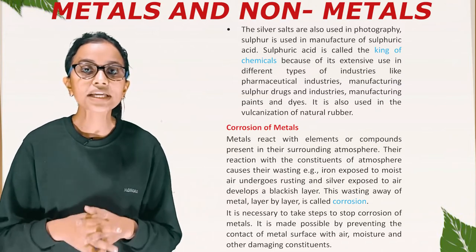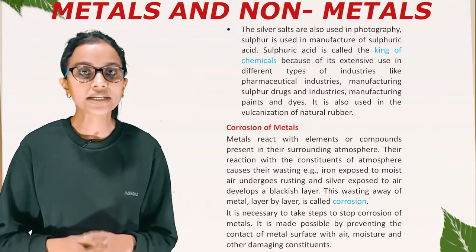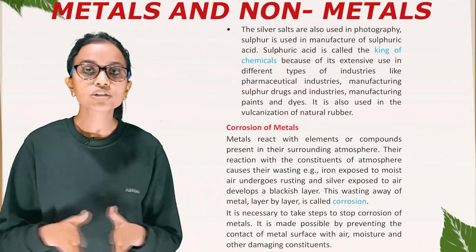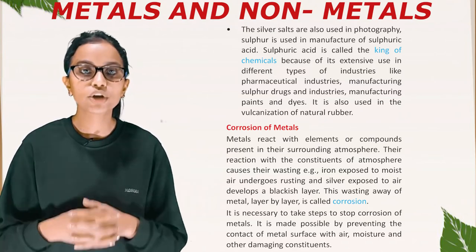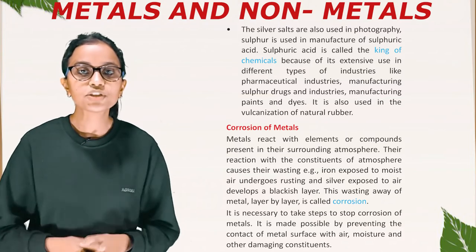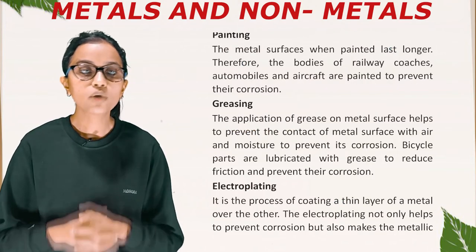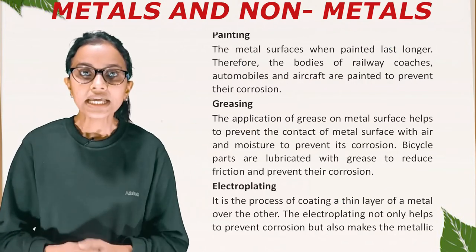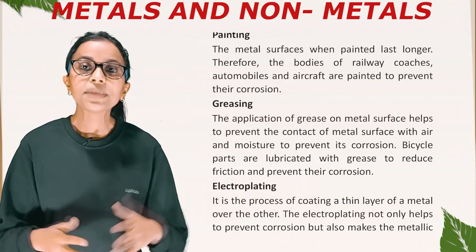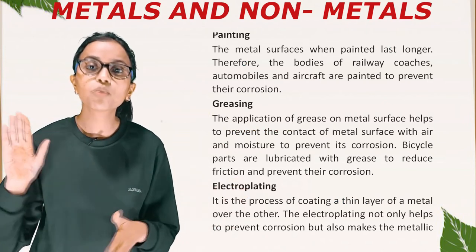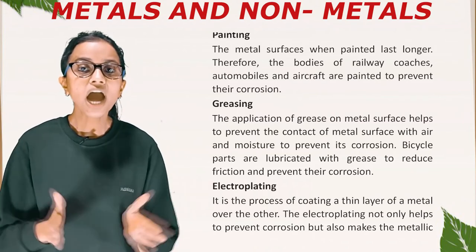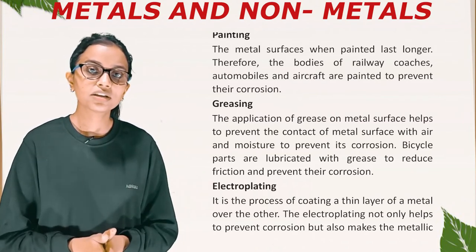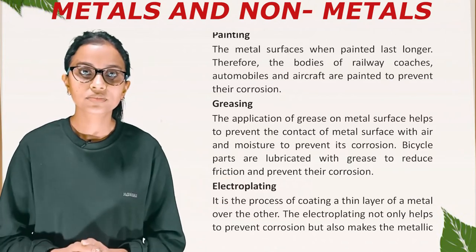It is necessary to take steps to stop corrosion of metals. It is made possible by preventing the contact of metal surface with air, moisture, and other damaging constituents. Now, painting. The metal surfaces, when painted, last longer. Therefore, the bodies of railway coaches, automobiles, and aircraft are painted to prevent their corrosion.